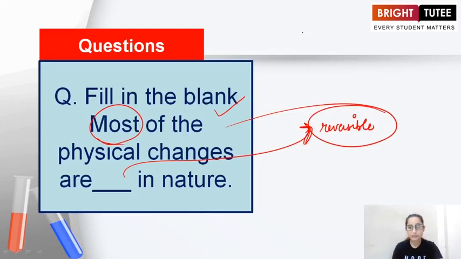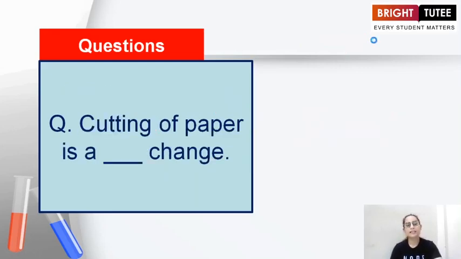Because there are certain examples such as cutting of paper. Because in this change, yes, we are not obtaining any new substance. Yes, there is only a change in the physical properties, but we cannot as such reverse it. We cannot join those paper bits to make a paper. So that is why we cannot say that all the physical changes are reversible, but most of them are reversible in nature. Alright.